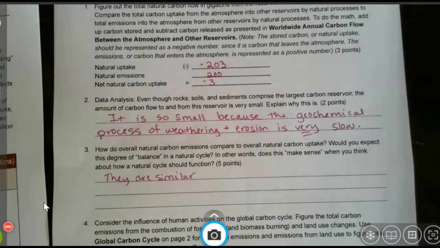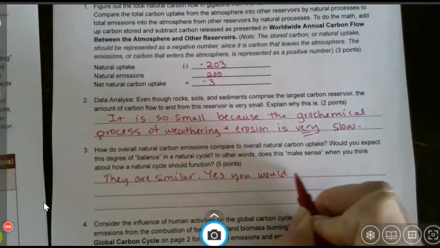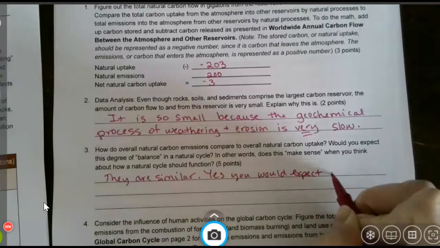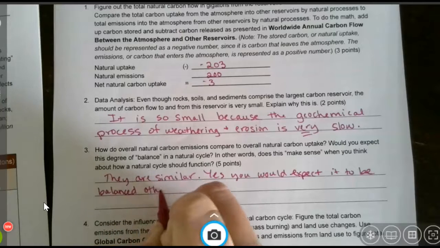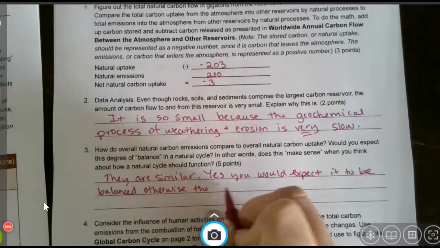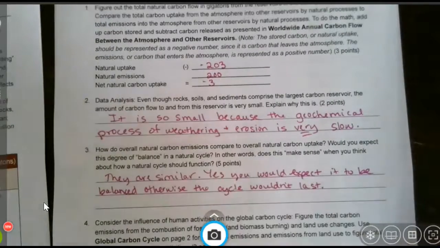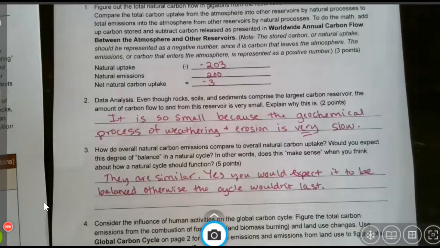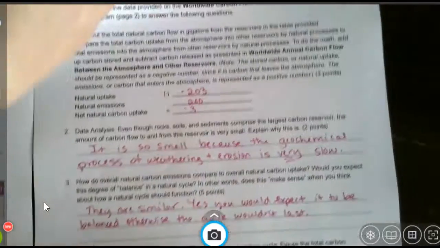So either in the atmosphere or wherever it's coming from, could be any of the other spheres, if there's not enough, it can't keep the cycle going. So yes, you would expect it to be balanced, otherwise the cycle wouldn't last. Right? You need to have that balance. Next question. I need to fix this so that it's not stuck underneath that stuff.